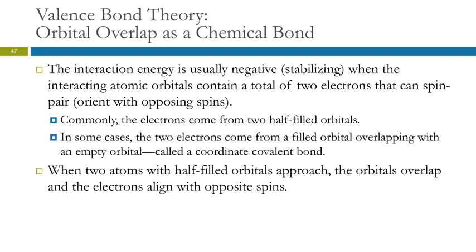So the big ideas here: valence electrons of atoms in a molecule reside in quantum mechanical orbitals. A chemical bond results from the overlap of 2 half-filled orbitals in which those 2 electrons spin pair. The geometry of the overlapping orbitals determines the shape of the molecule. Any questions so far?